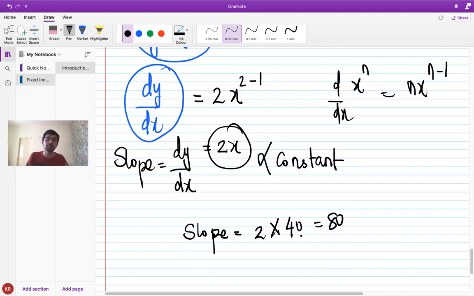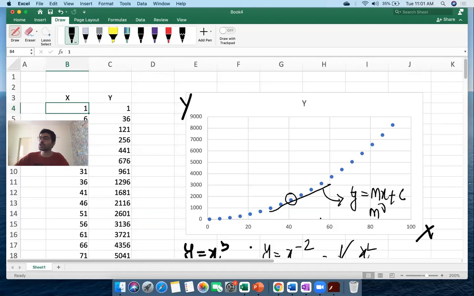So if you carefully observe, the slope itself is changing. Over there, dy by dx is equal to 3 was a constant, whereas over here dy by dx is equal to 2x, and this slope is going to change with the value of x.